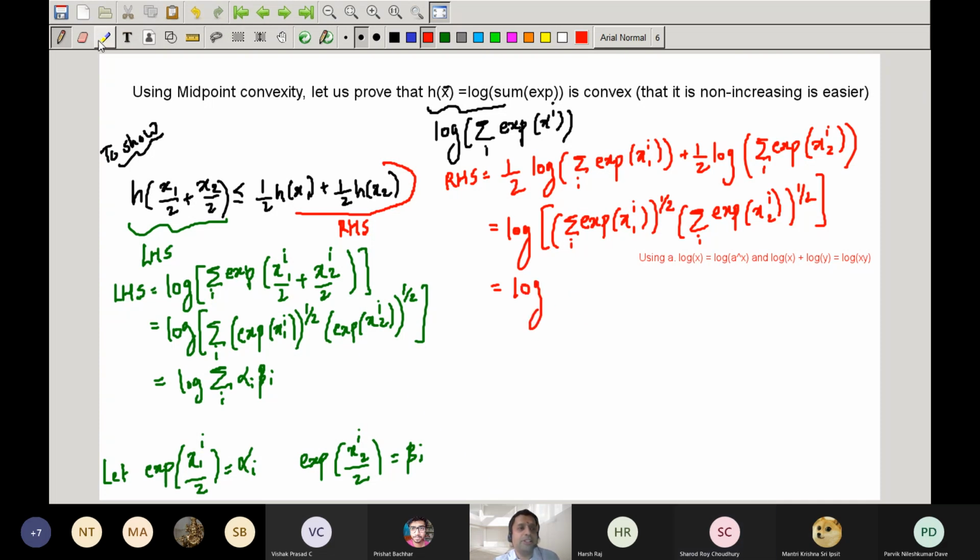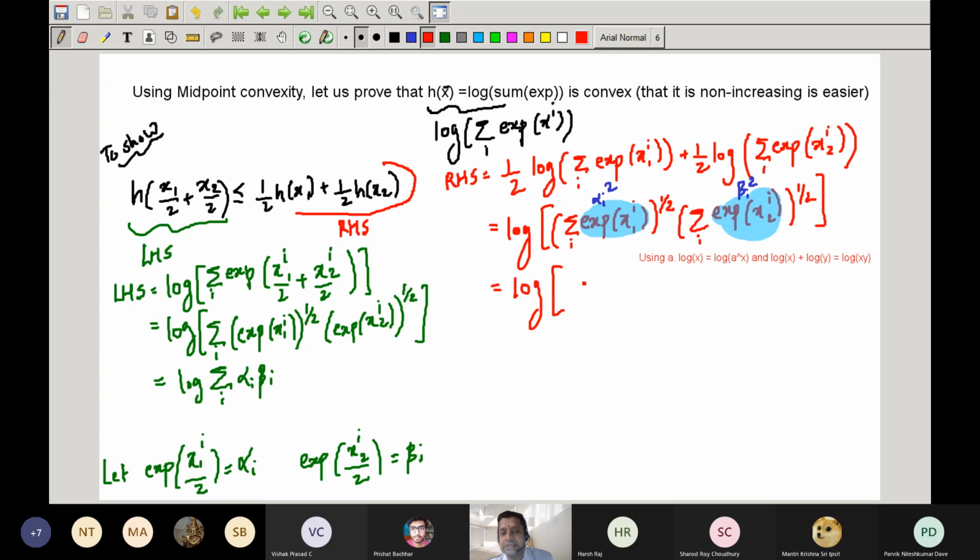So this expression here, exp x1i, is alpha i square. Yes, it is alpha i square. And this expression is beta i square. Then the two cuts off, and then it is summation of alpha, summation of beta. Will the two cut off? Let's be a little careful. You should write carefully. Okay, let's write this down.